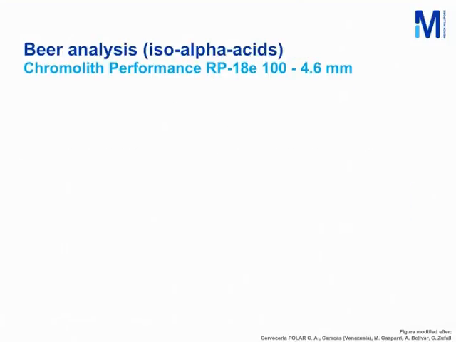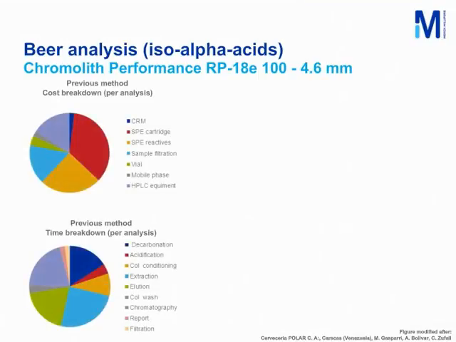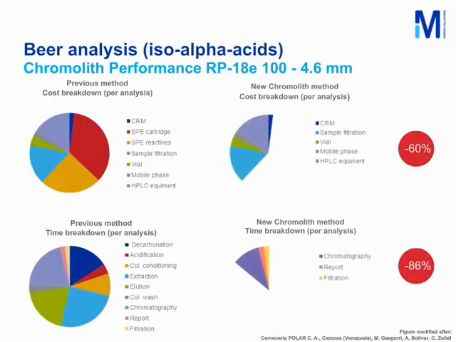The customer calculated the benefits of using the Chromolith method, both in terms of cost and time savings. They demonstrated they were able to save 60% of the cost per analysis, and the time savings per analysis was 86%. The time savings were achieved not only by simplifying the sample preparation, but also by the significant reduction in analysis time using the Chromolith column.